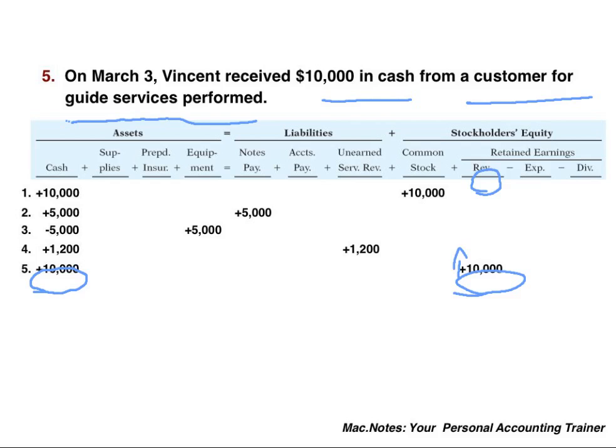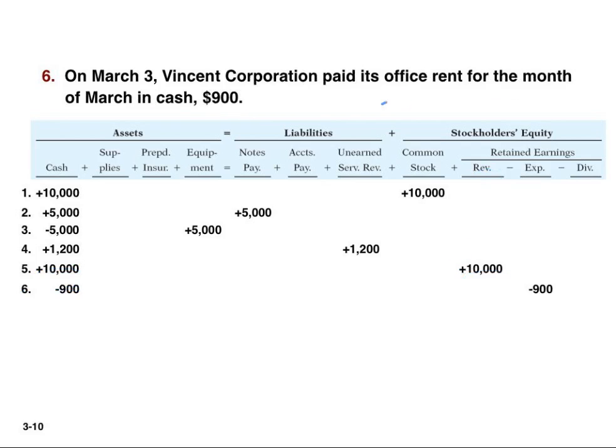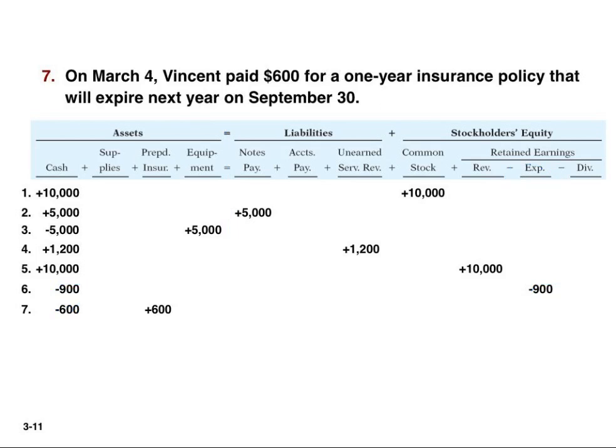March 3rd, we paid office rent. Now this is an expense that was incurred in order to earn my revenue. And so here we have an expense which will decrease retained earnings, so we make it negative 900 because expenses decrease retained earnings, and we paid cash. So again, we have a negative on the left side and a negative on the right side, and we are in balance.